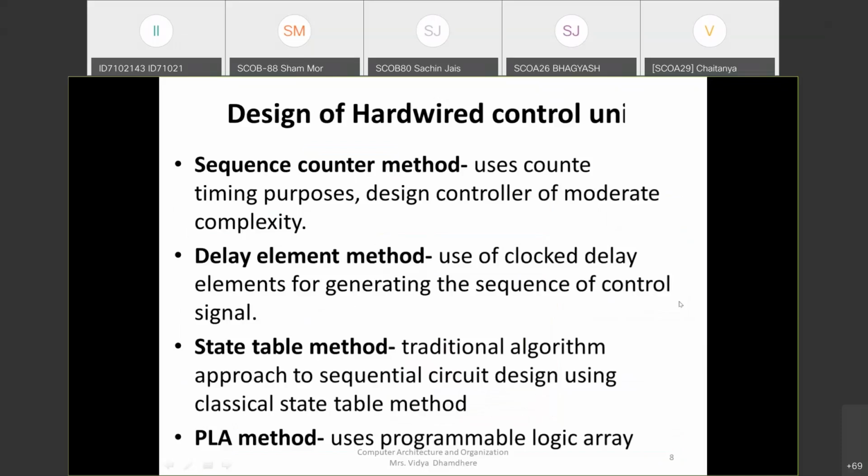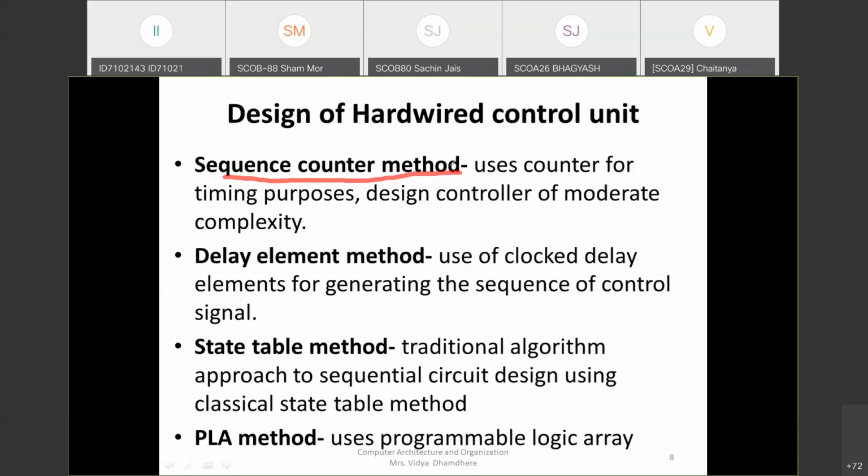Now we are moving to the next part. We are going to see the design of the hardware control unit. The hardware control unit is designed depending upon four types of approaches. First approach is the sequential counter method. In this sequential counter method, it uses counters and timing circuits. The counter is used for measuring the count, and the timing cycle is used for how much time is required for generating a particular sequence.